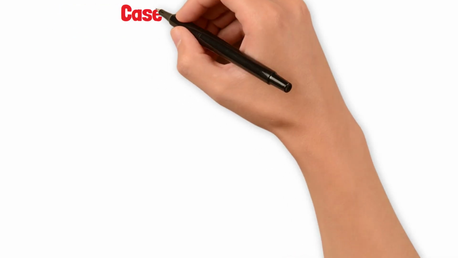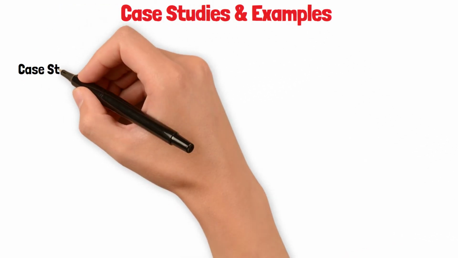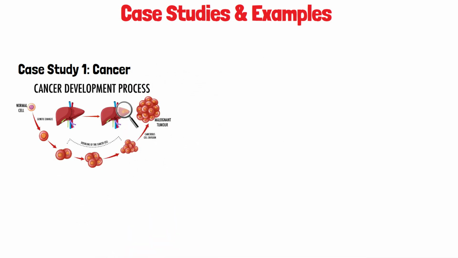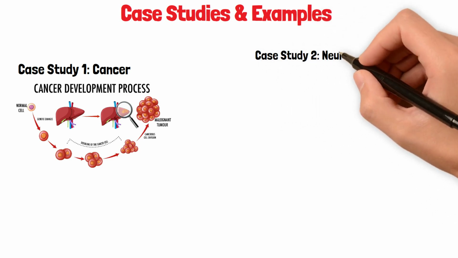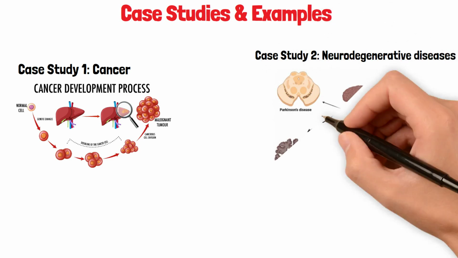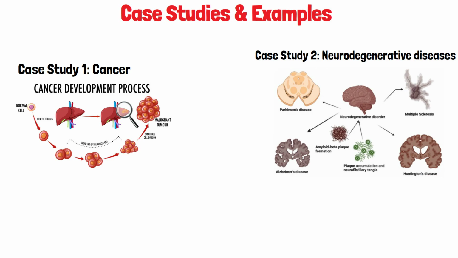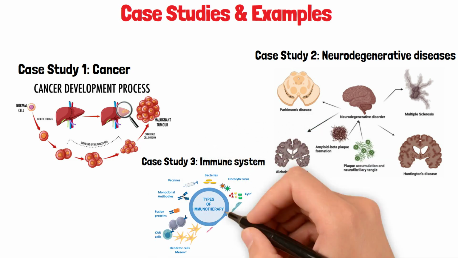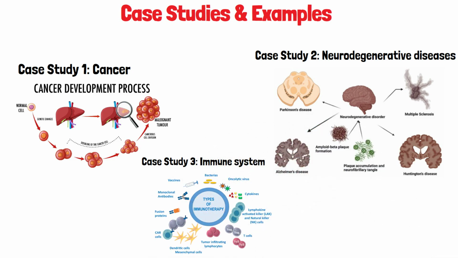Case studies and examples. Case study 1. Cancer. When checkpoints fail or apoptosis is disabled, cells divide uncontrollably, leading to tumors. Case study 2. Neurodegenerative diseases. Excessive apoptosis of neurons contributes to Alzheimer's and Parkinson's. Case study 3. Immune system. After fighting an infection, many immune cells undergo apoptosis to restore balance.